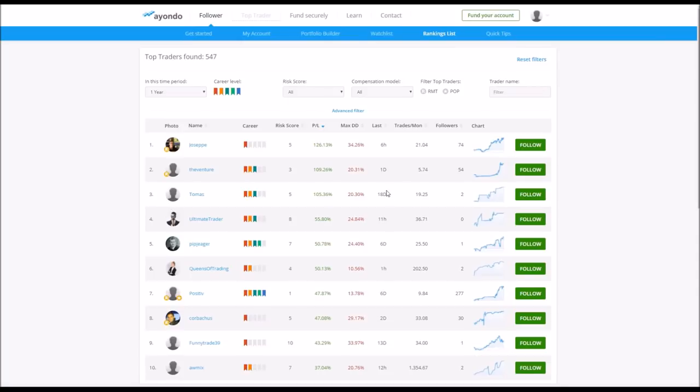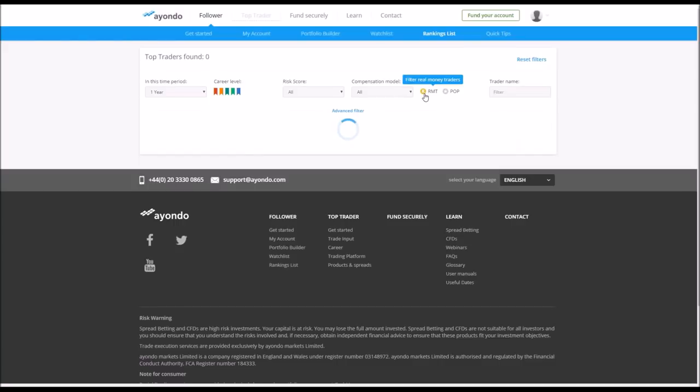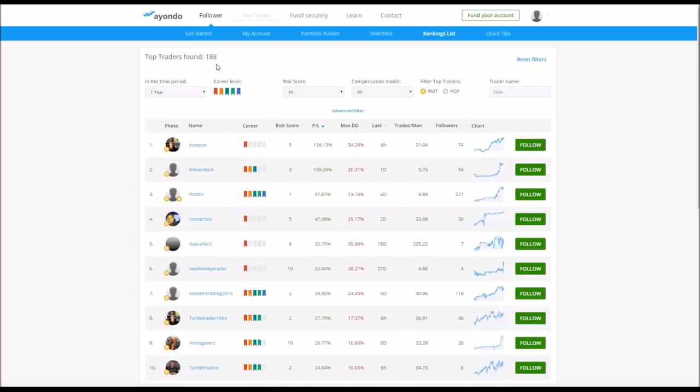So I can straight away filter out all the traders who aren't trading with real money by clicking this button up here, RMT. So hopefully you can see that on your screens. So let's click on RMT. There we go. So straight away, the number of traders available changes from 547 to 188. Okay, so I've lost a whole chunk of traders by filtering out those demo accounts. So I've got 188 traders here who are trading with real money who I can follow.